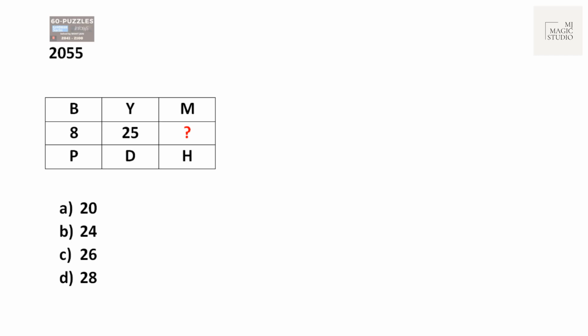Now this one is the 3-pointer, a mix of alphabets and numbers. Again, the drill is simple. Convert everything into numbers, and then give it a try. So let's use the numbers. B is 2, Y is 25, and M is 13. We have 8, 25. Let this be small x. P is 16, D is 4, and H is 8. How is the connection?